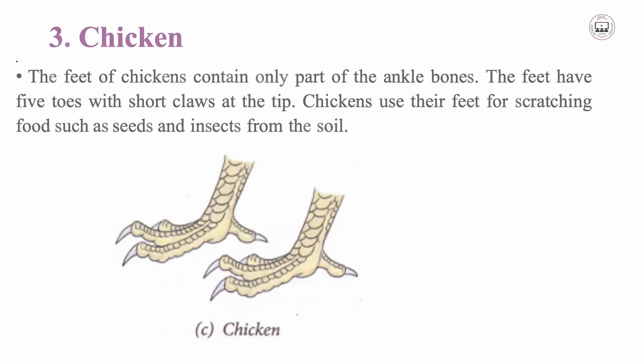Now, the other type of bird could be the chicken. The feet of chickens contain only the part of the ankle bones. The feet have 5 toes with short claws at the tip. The chickens use their feet for scratching food, such as seeds and insects, from the soil. So these are the feet of the chickens.